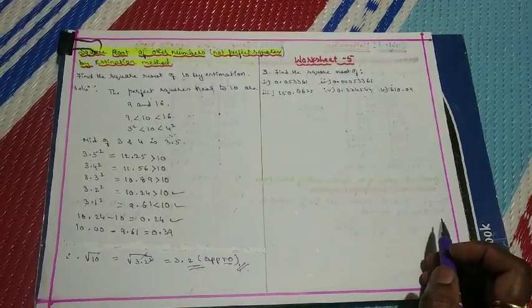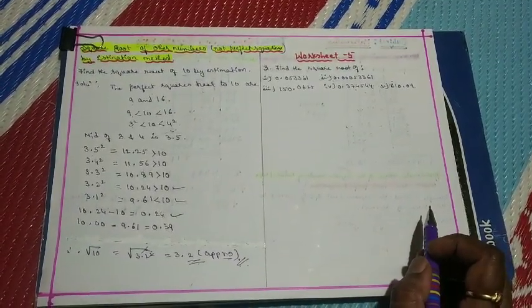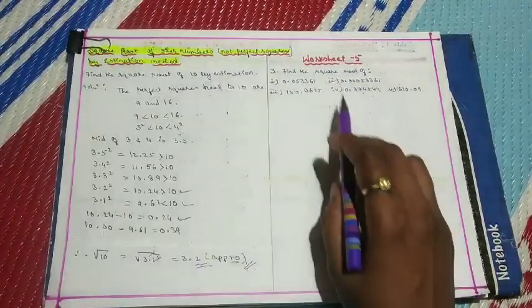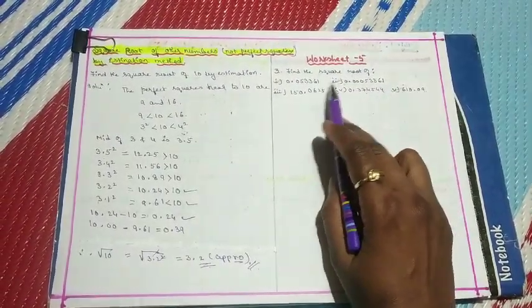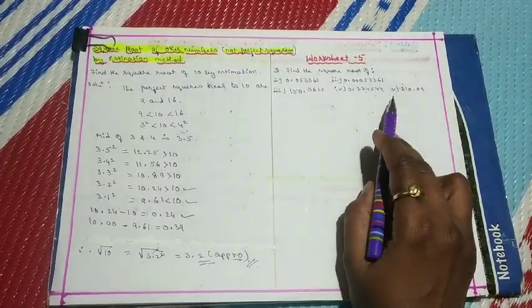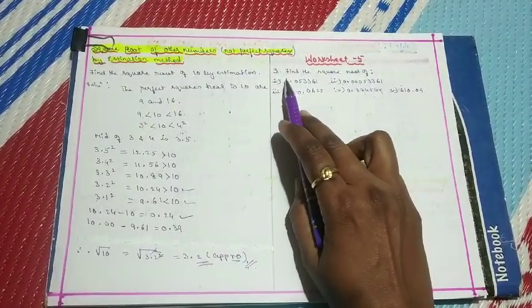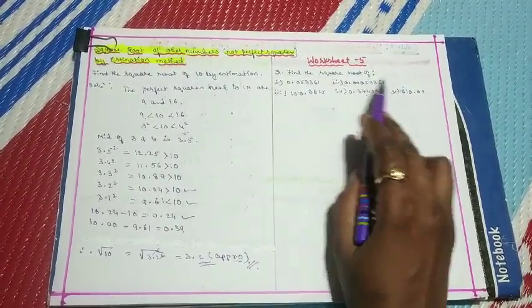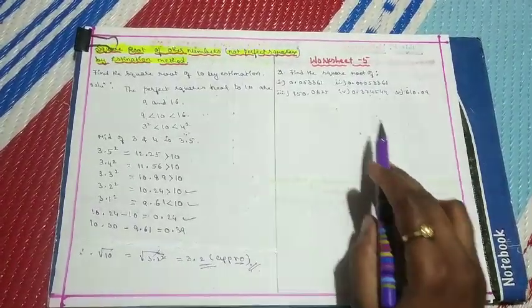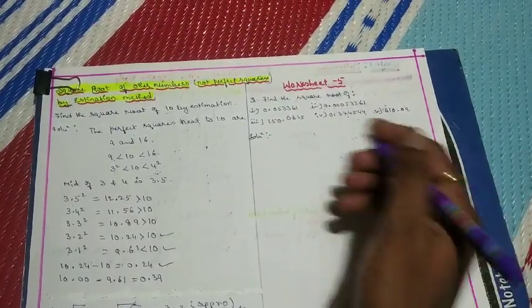Now we will move towards solving worksheet 5, from the third main question. Find the square root of. There are 5 sub-questions in this main question, children. In this I am going to solve sub-questions 1, 2 and 5. Third and fourth, take it as homework.